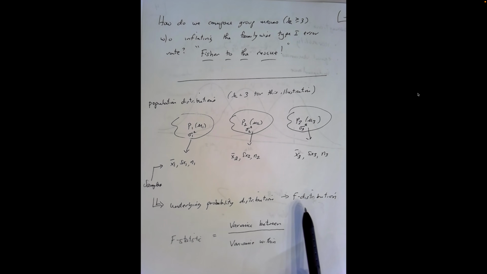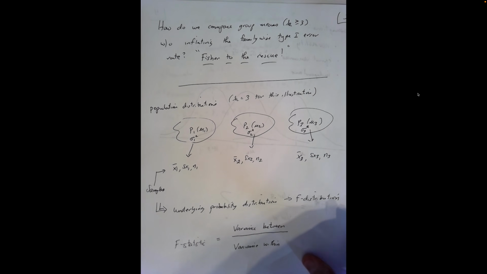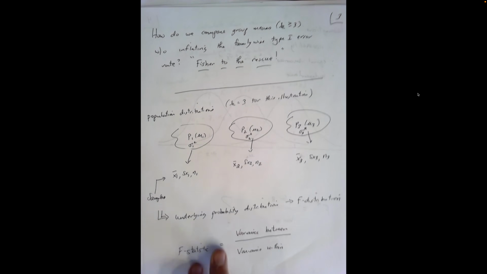And whether it's a t distribution or a normal distribution or chi-square distribution, within this we create a test statistic. So it makes sense from an F distribution, we would call that the F statistic. Now the F statistic is nothing more than the variation between divided by the variation within. So it's the ratio of the variance between and the variance within. Now, what in the heck do I mean by that?